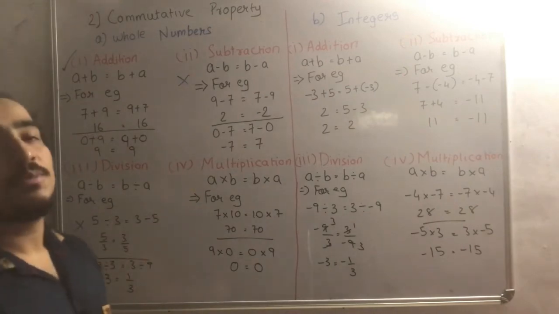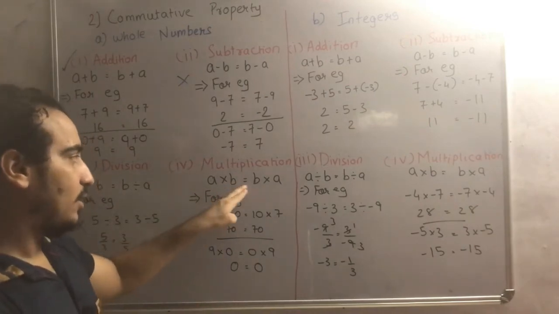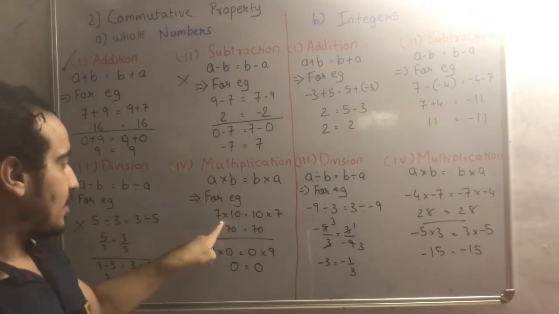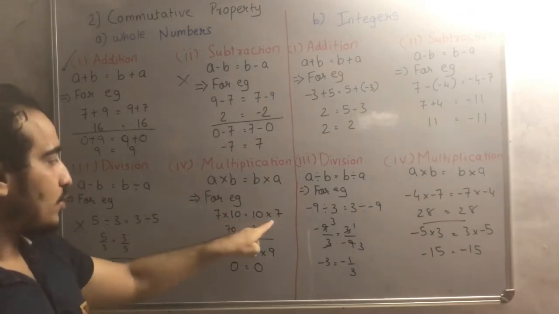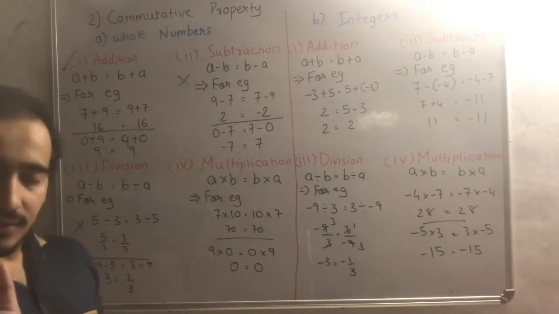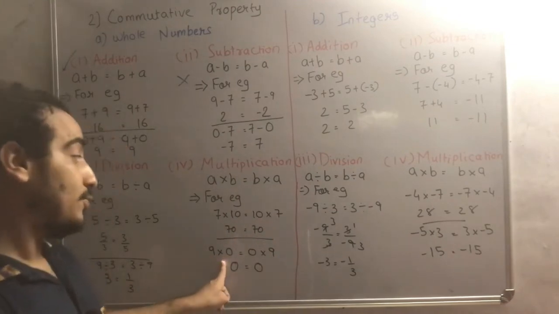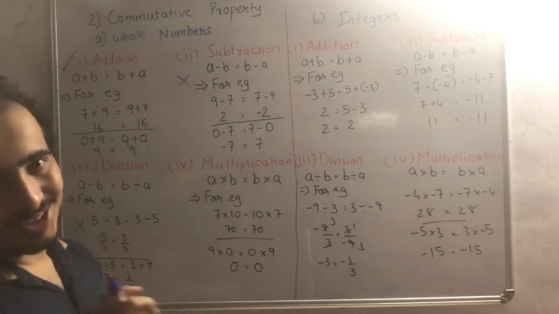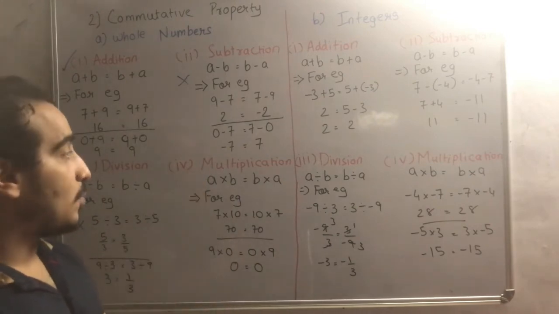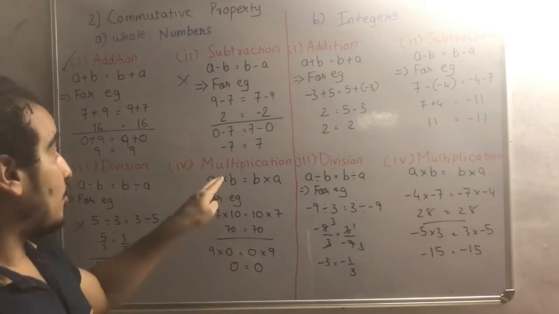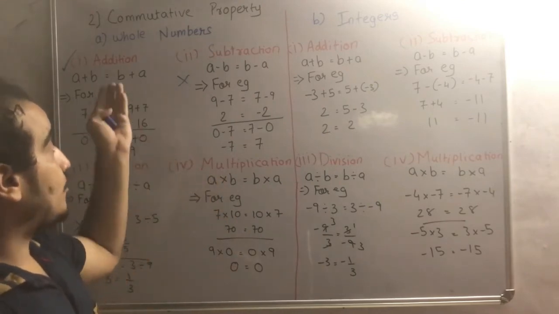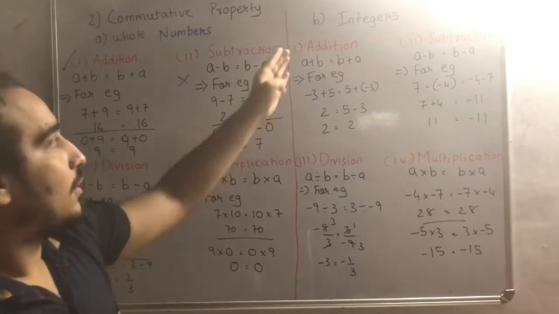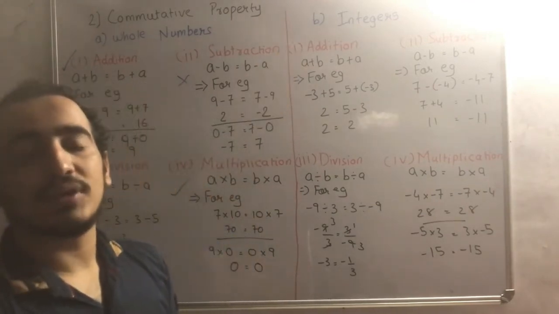Next is multiplication. A into b equals b into a. Let's take an example. 7 into 10 equals 10 into 7. Both give the answer 70. 9 into 0 equals 0 into 9. Both give the answer 0. So we can see that multiplication of whole numbers follows the commutative property. So it's correct. Now next we move to integers.